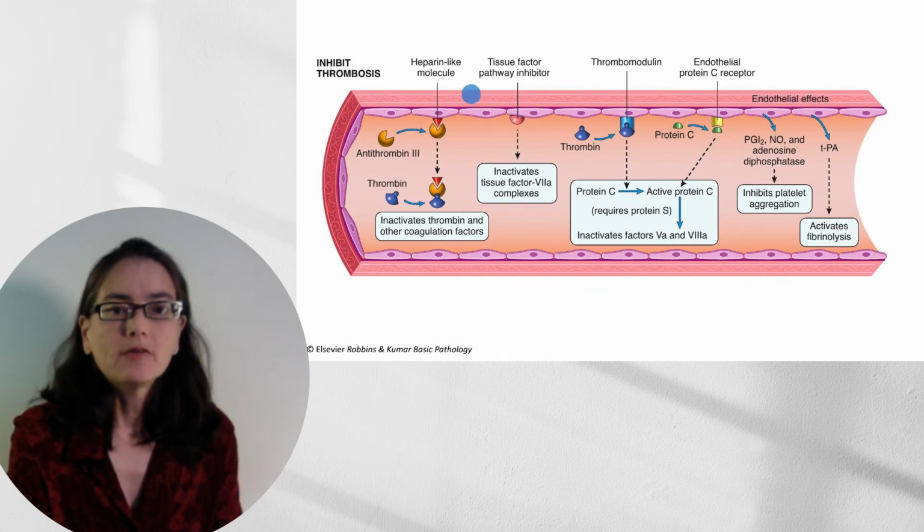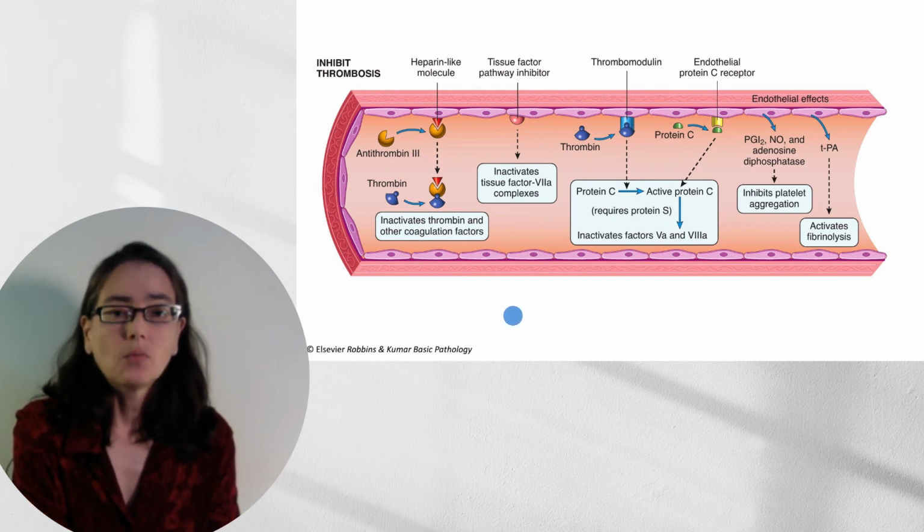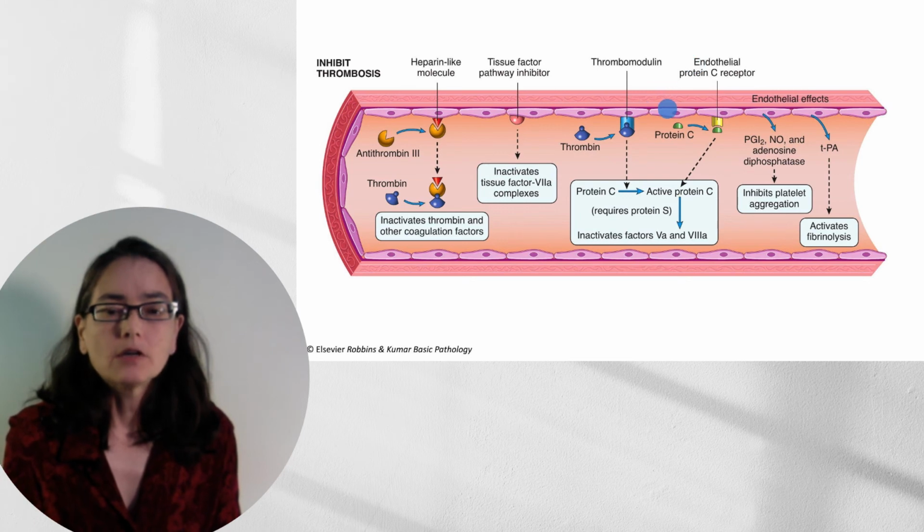Okay, so here we have a heparin-like molecule on the surface of this endothelium. Antithrombin 3 will bind to it, and once bound to it, will inactivate thrombin and other coagulation factors. So this is going to be slowing, it will prevent you from going into the coagulation cascade, so it is anticoagulant. Tissue factor pathway inhibitor is going to directly inactivate tissue factor and 7A complexes. Now you recall that is part of what we consider the extrinsic pathway when we look at the in vitro coagulation.